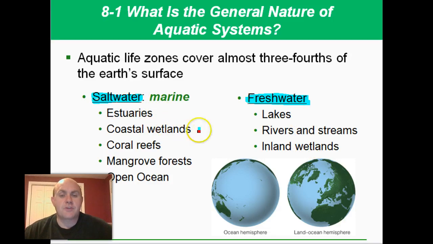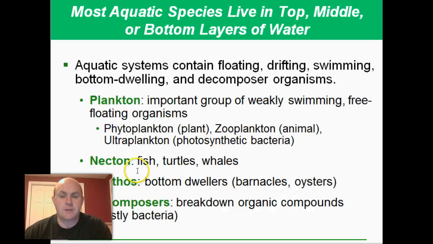Saltwater is a little more diverse, marine. So you have estuaries, you have coastal wetlands, you have coral reefs, mangrove forests, and open ocean. And some of these are actually subpieces of others, like mangrove forests and estuaries kind of can go together a little bit. We'll delve into each one of those and take a closer look.